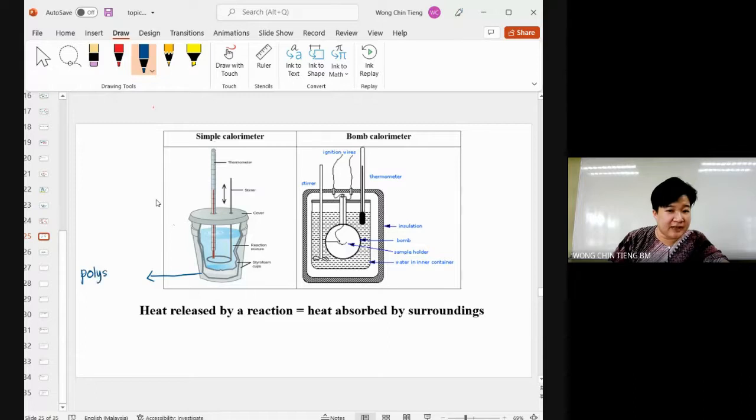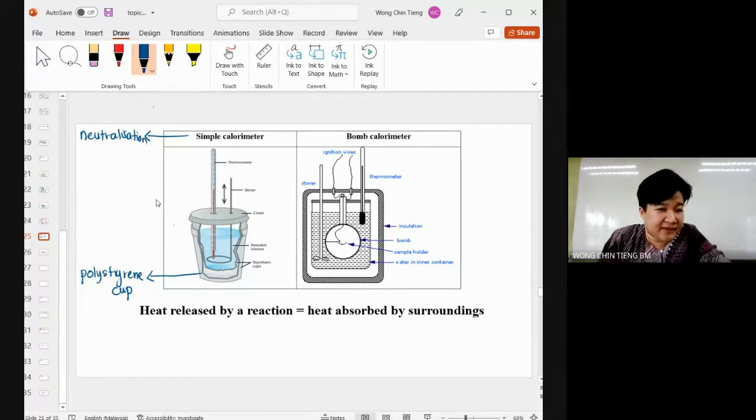You know your polystyrene? Alright, tahu tak polystyrene? That is actually your polystyrene cup. Okay? And the simple calorimeter is normally for neutralization process. Okay? I hope you remember delta H neutralization sentiasa negative. Betul? It's always heat release.